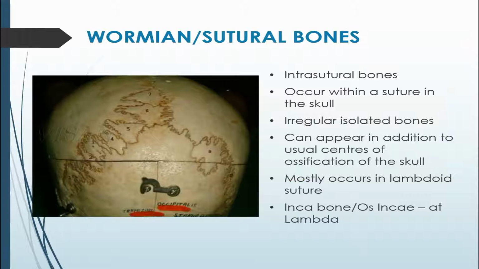The Wormian bones or the sutural bones are intrasutural bones, which means they occur within the sutures of the skull. They are highly irregular and isolated bones, and they mostly occur in the lambdoid suture. The sutural bone which is present at the point of lambda is called the Inca bone or os incae. They can appear in addition to the usual centers of ossification of the skull.